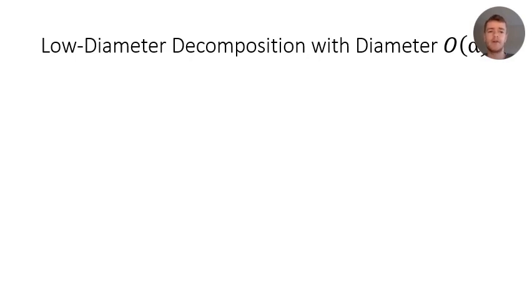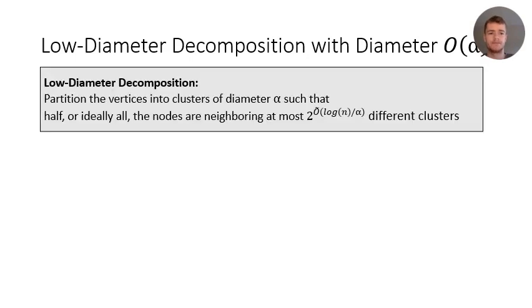Now what remains is to talk about this low diameter decomposition with diameter order alpha. We consider a low diameter decomposition that partitions the vertices. Let's talk about vertices, because this also induces a partition on the edges, into clusters of diameter alpha, such that half, or ideally even all, of the vertices are neighboring at most 2 to the order log n over alpha different clusters. So those are the guarantees that we want from this low diameter decomposition.